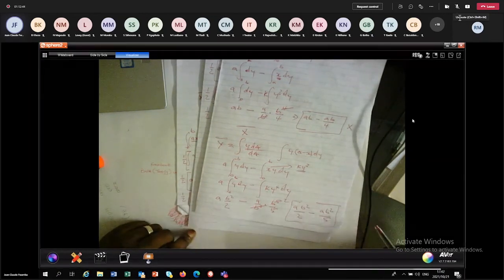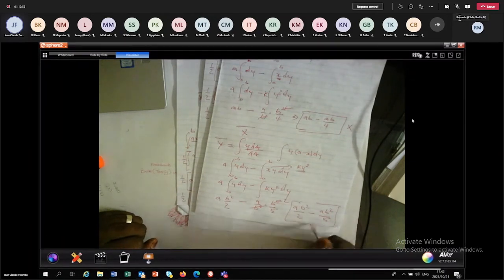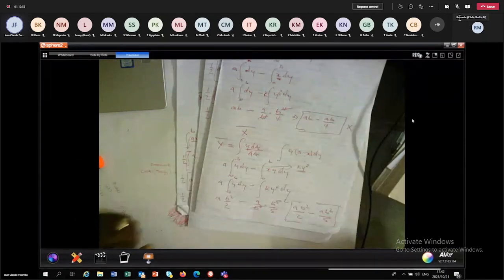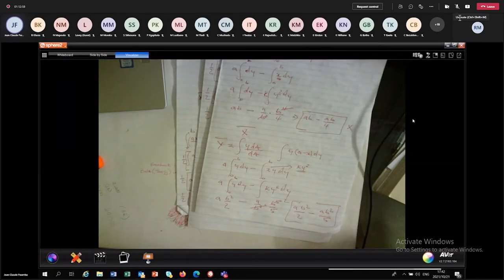Yes, let's get the common denominator. We get something there. It will be this over that to give you your y bar. That's what needs to be done, by the way. Any question?